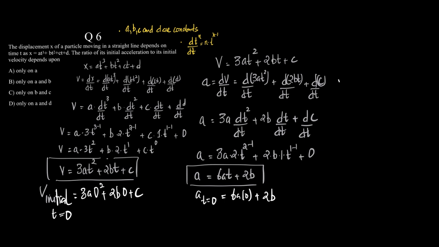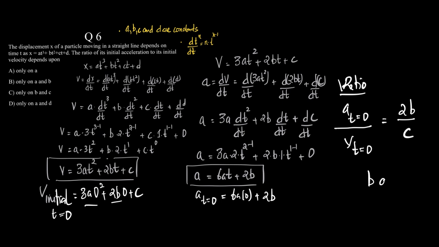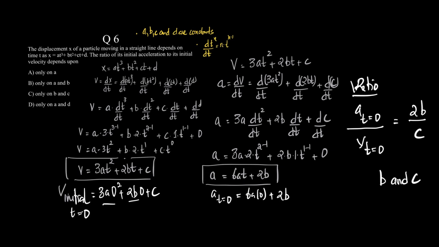So we can write that the required ratio is a at t equals 0 upon v at t equals 0, which is equal to 2b upon c, since this term is 0 and this term is also 0. Which means this ratio is dependent only on b and c, and therefore the correct option is option C.